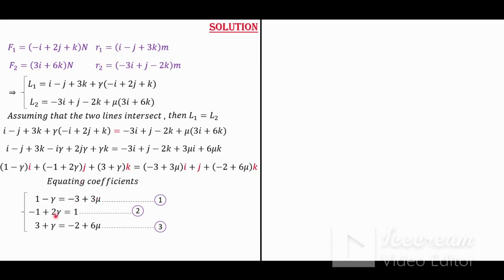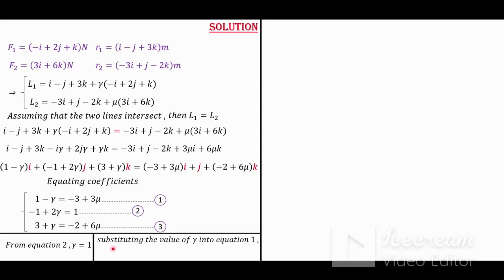Or we simply substitute the value of gamma in equation 2. If the left hand side is equal to the right hand side, which is 1, we can also conclude that the lines of action of these forces intersect. Let us now determine the values of gamma and mu. From equation 2, we can clearly see that gamma is equal to 1, and we can substitute the value of gamma into equation 1.